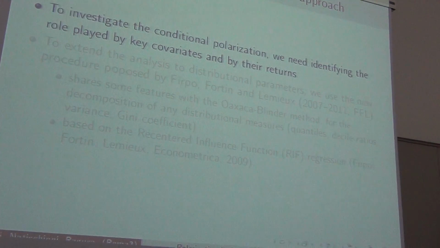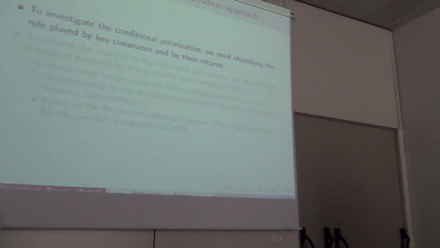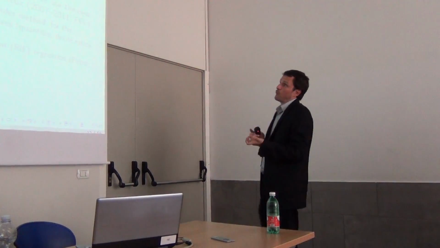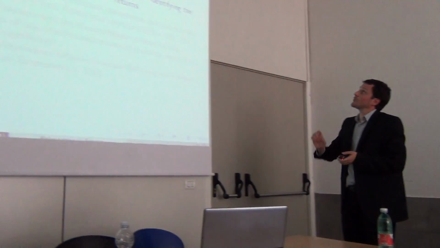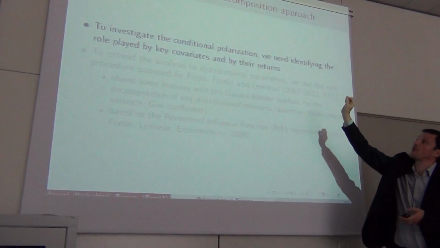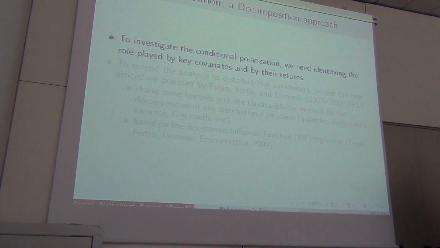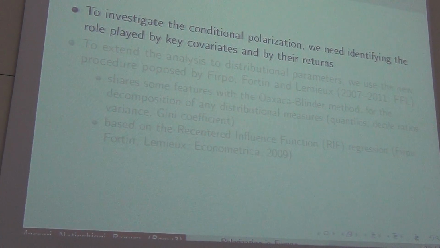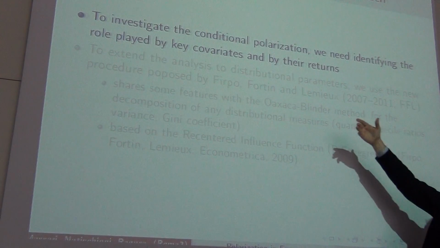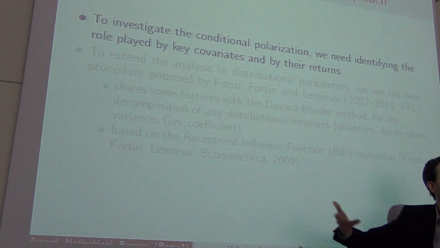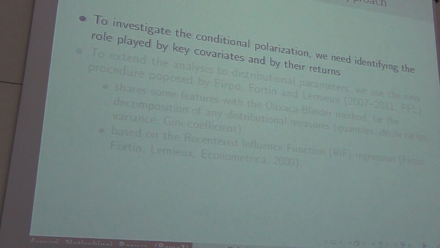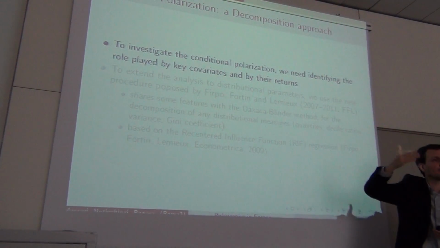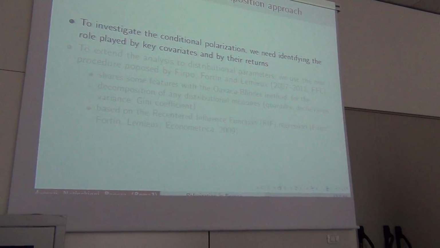The last part is on the conditional polarization. So we want to check the impact of technology on the distribution of wages. So we want to identify the impact of each single covariate. So we want to know if the increase in inequality is due to some specific covariate, and for each covariate we want to know if it is due to the changes in the share of the covariate, like the composition effect, like the share of graduates that increases, or by the returns of that covariate, like the return to education that increases. Now there are two different channels.